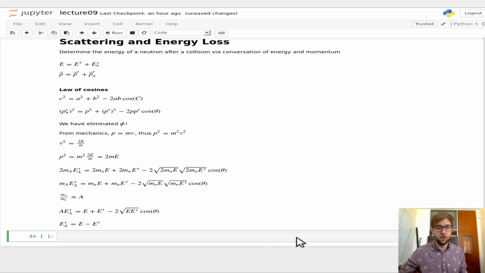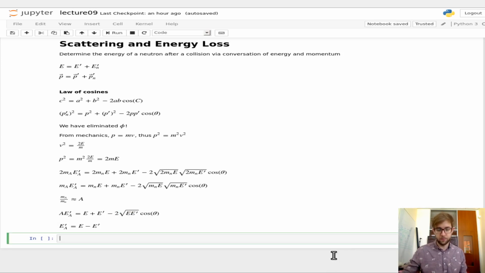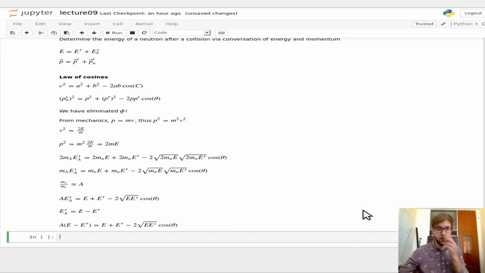And so we can go ahead and substitute this into our expression above here, and then we'll have only one equation with one unknown. So this is then going to be E minus E prime, and yeah, there we have it. So now all we need to do is solve for E prime.